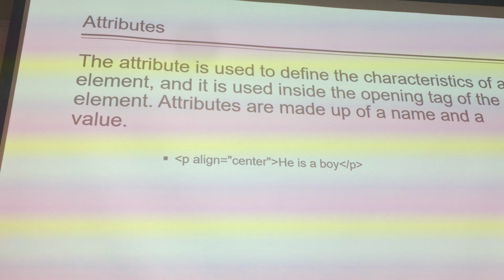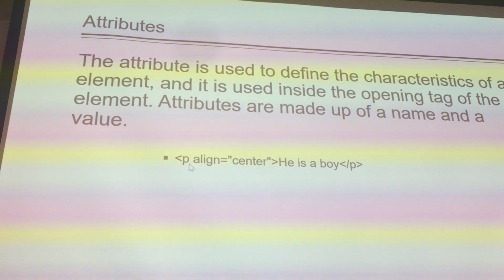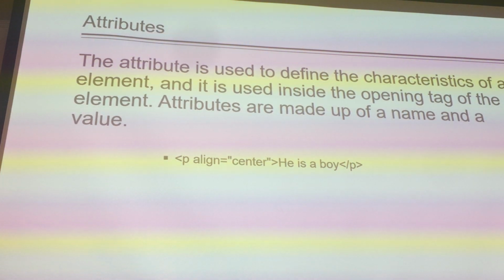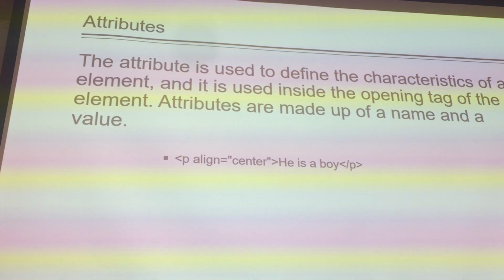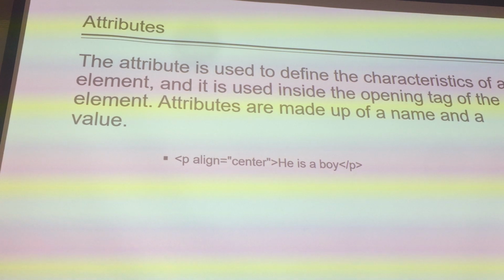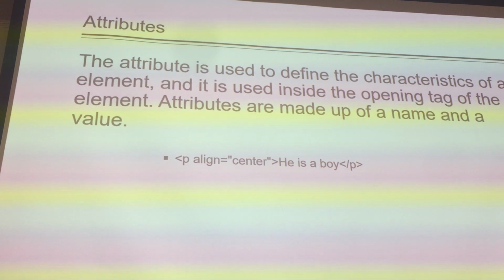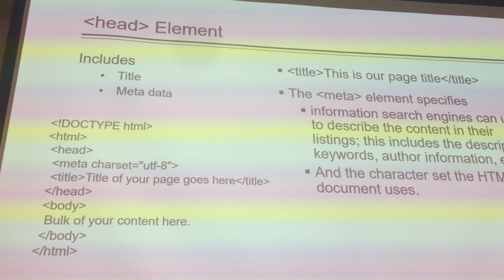Now this p tag can be written without any attribute or value, but here we have an attribute which is align and its value is center. What it does is make the content aligned to center. Okay.